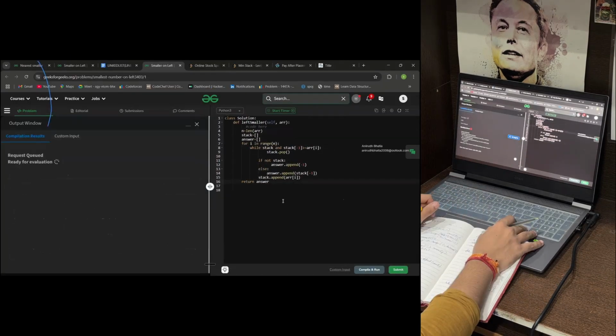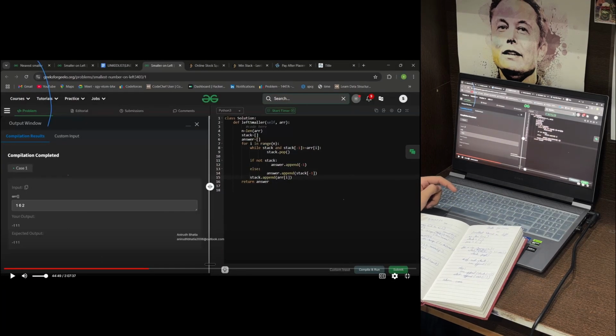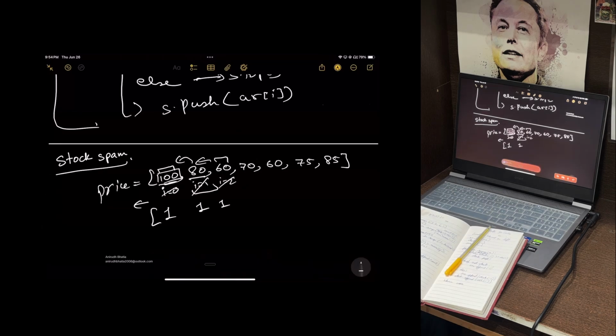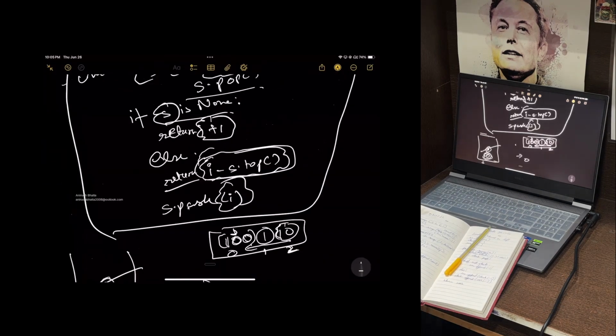The first one was the nearest smaller element to the left. The challenge is, for every element in an array, we have to find the closest element on its left side that is smaller. If no such element exists, we return -1 for that position.